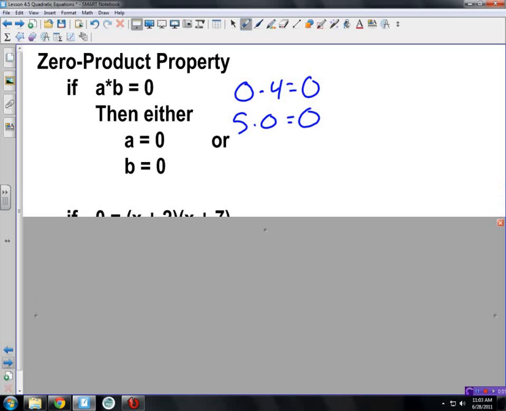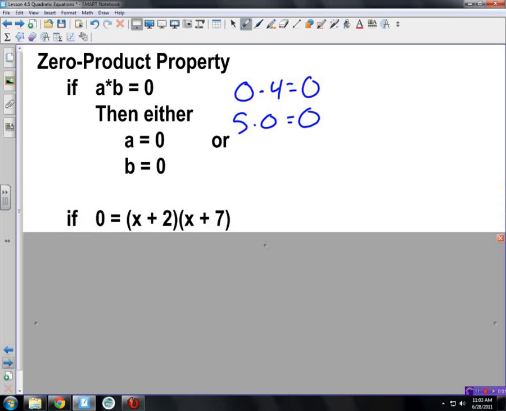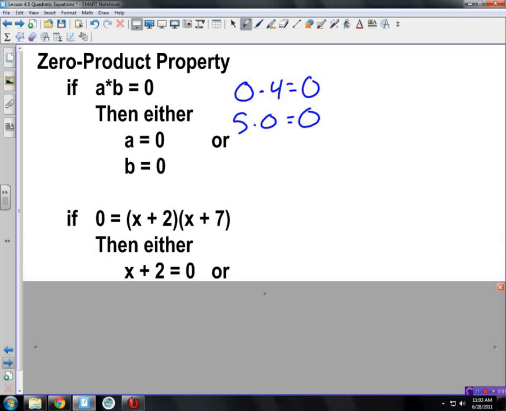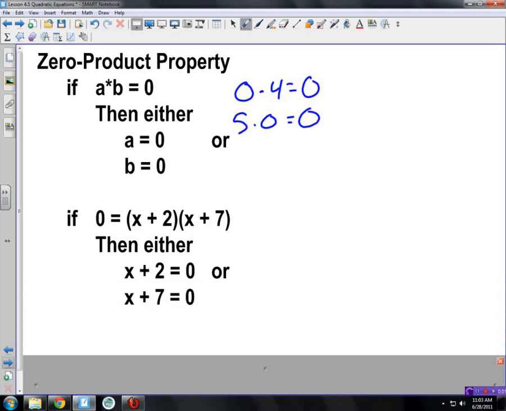Well, this expands for problems like this. If 0 is equal to (x plus 2)(x plus 7), then we know that either x plus 2 has to be 0 or x plus 7 has to be 0. One of those two things has to happen.